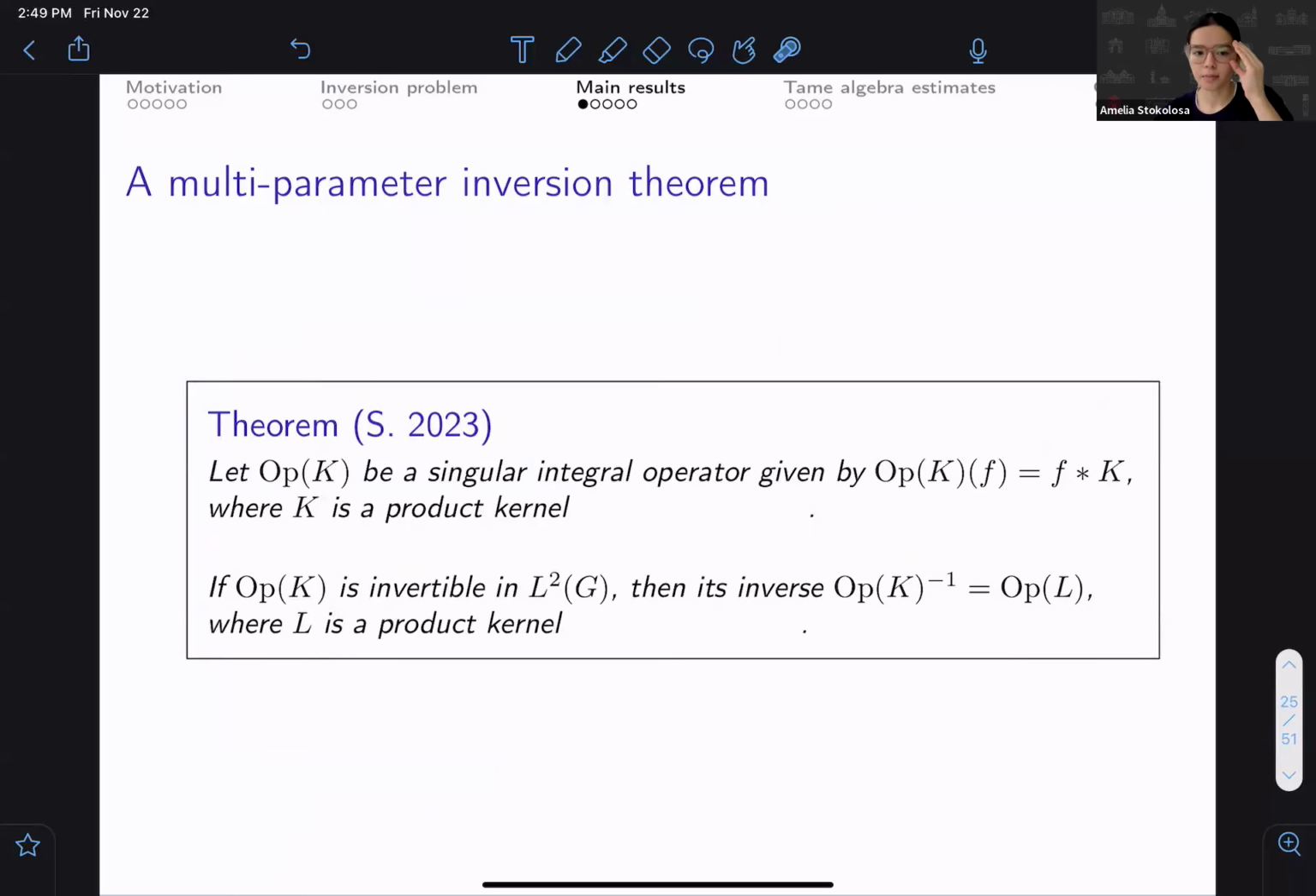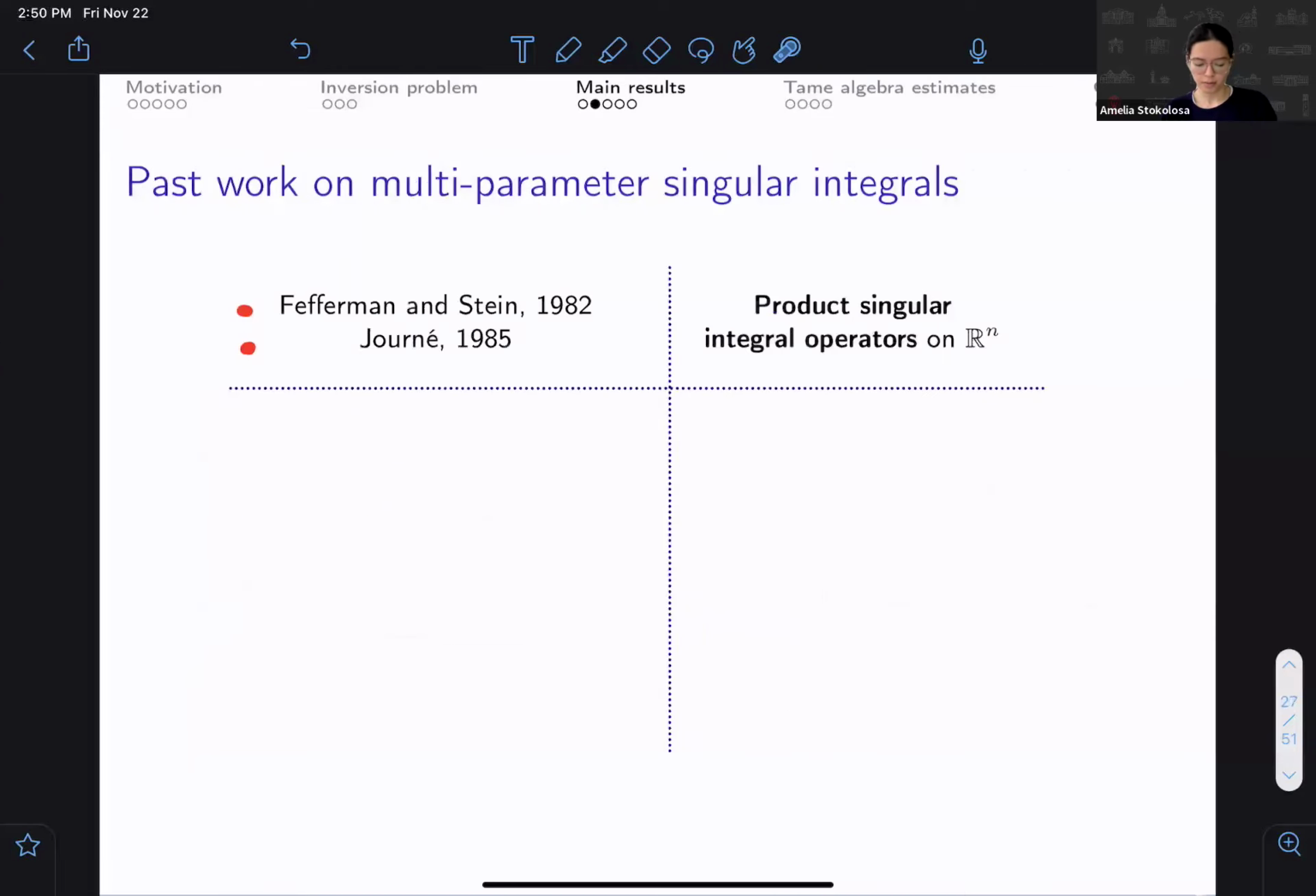And here's the statement of the theorem. Let op K be a singular integral operator given by right convolution with a product kernel. If we assume the operator is invertible in L2, then the inverse is also given by right convolution with a product kernel L. So the inverse presents as much regularity as the original operator. And with some modifications to the proof, you also obtain this result for flat kernels. So this is the theorem we're going to be proving.